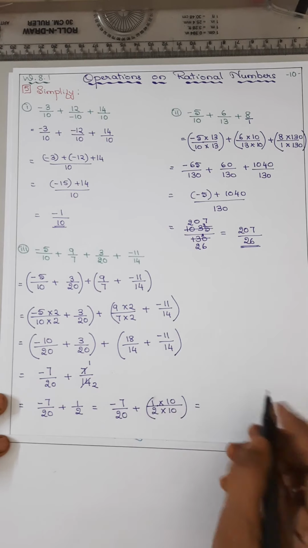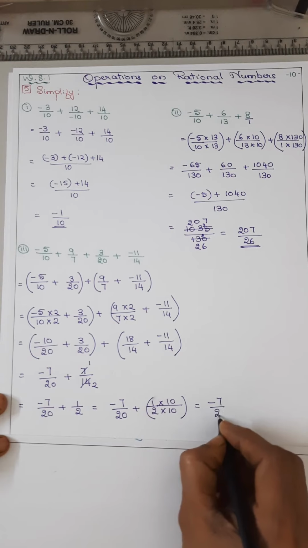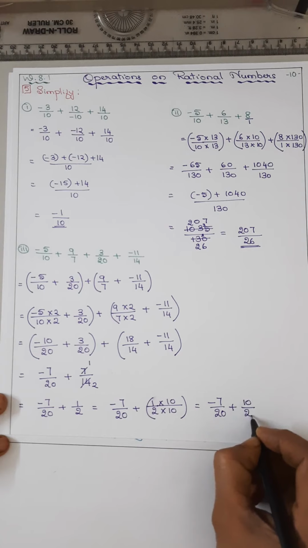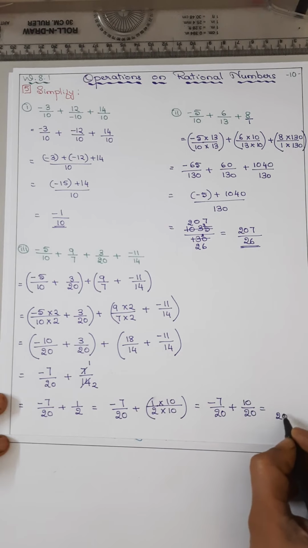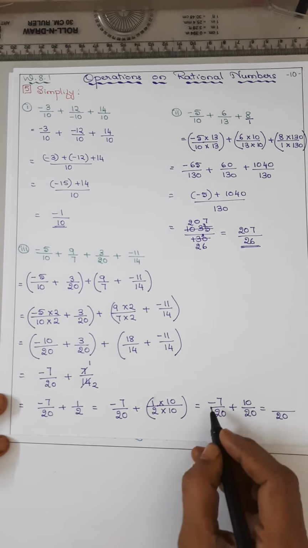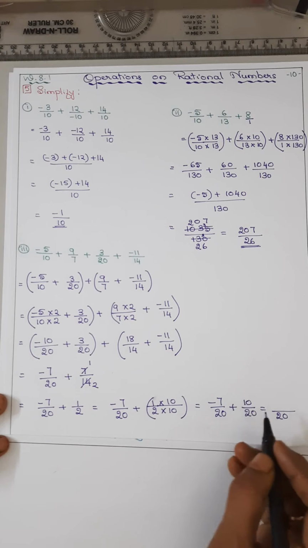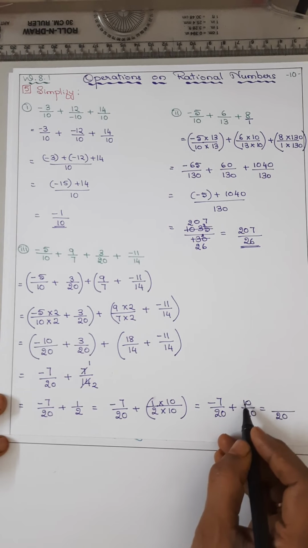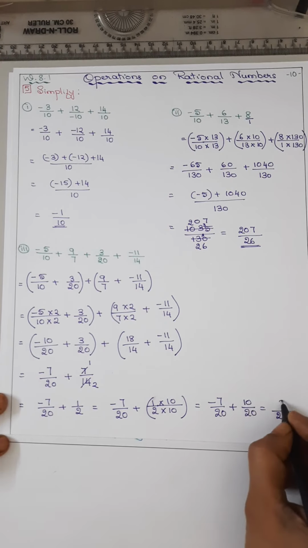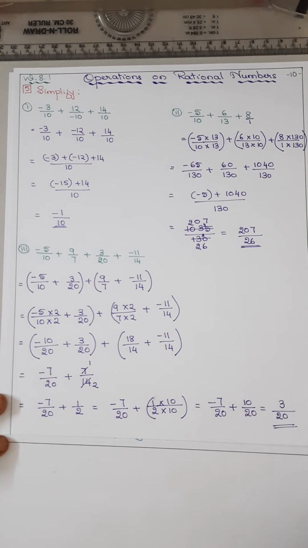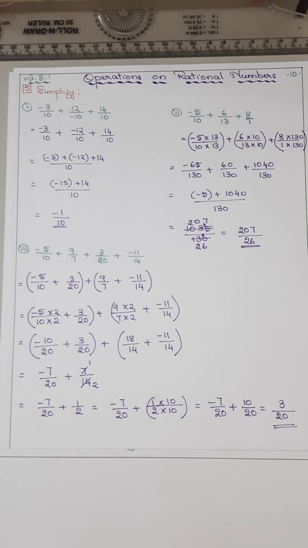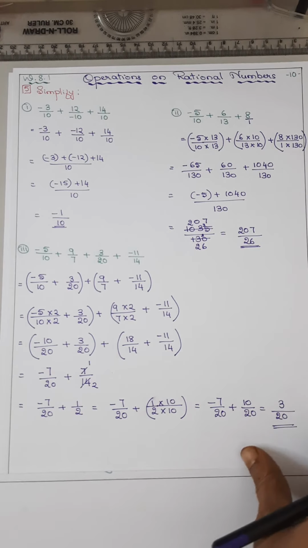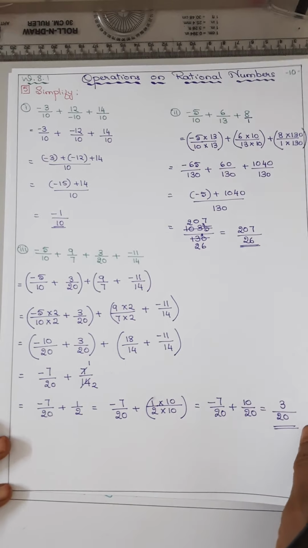So this one will be minus 7 by 20 plus 1 10s are 10 by 20. Now the denominator is 20. Plus minus, different sign, 10 is the bigger number, plus, so the sign will be plus. 10 minus 7 is 3. The final answer is 3 by 20. Did you understand? That was the fifth question, simplify.